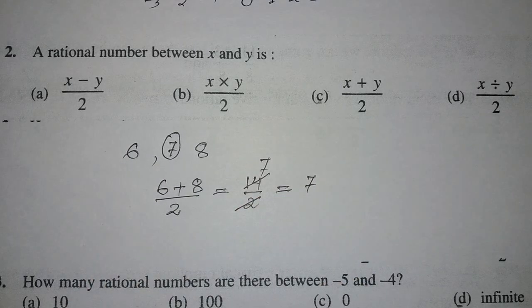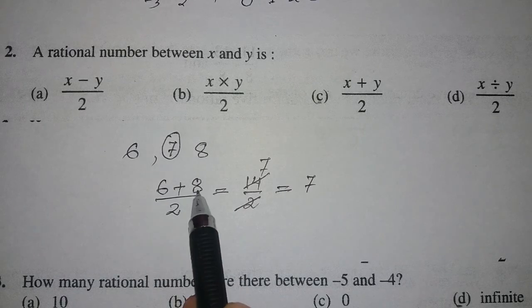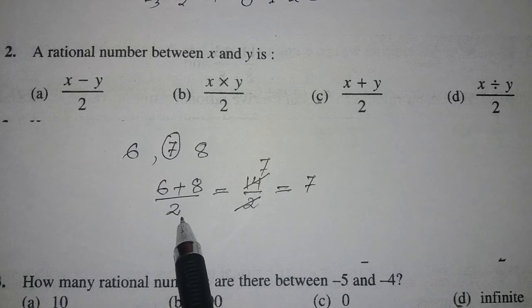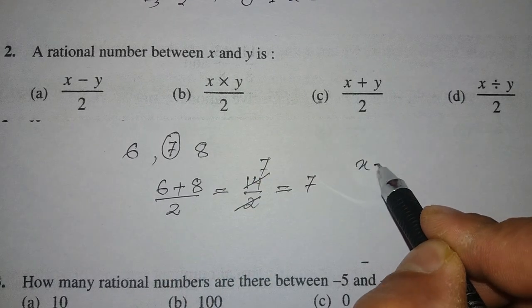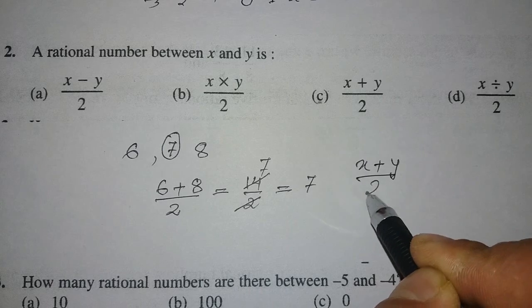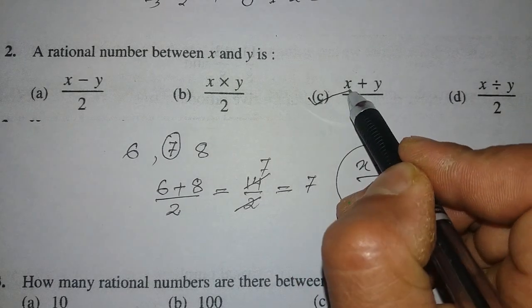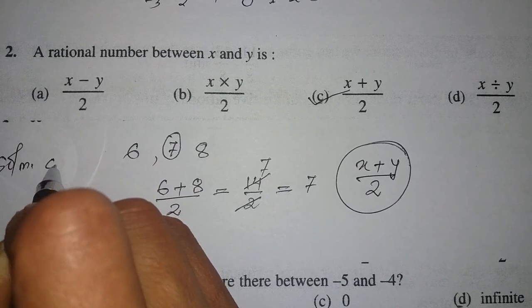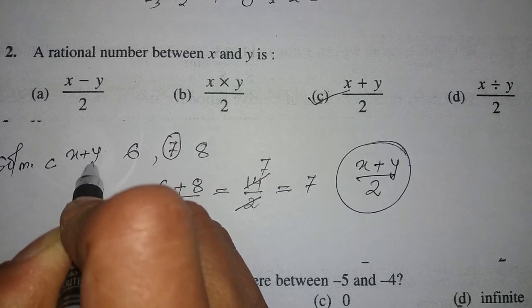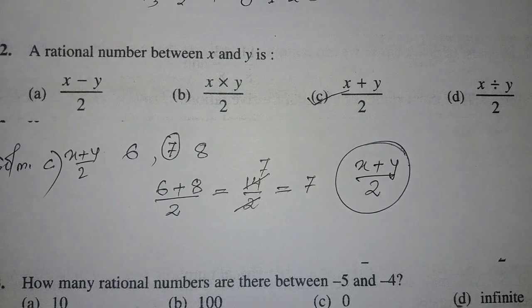So in order to find one number between any two given numbers, we simply add the two numbers and then divide by 2. So if we have to find between x and y, then we will add x and y and then we will divide by 2. So this is our correct answer, which is option number 3. So solution is option number C, x plus y by 2. Okay, now question number 3.